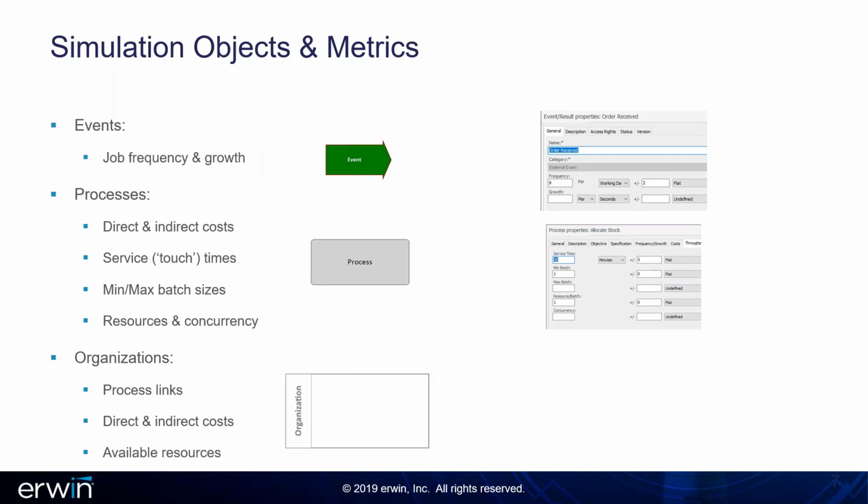There's a resources per batch. That's how many humans it takes to do a certain process or to do a batch of a certain process in the allotted service time. And the concurrency is the parallel processing. Now, speaking of these humans, we do have the organization's object, and that is where we determine how many resources we have available, as well as their direct and indirect cost.